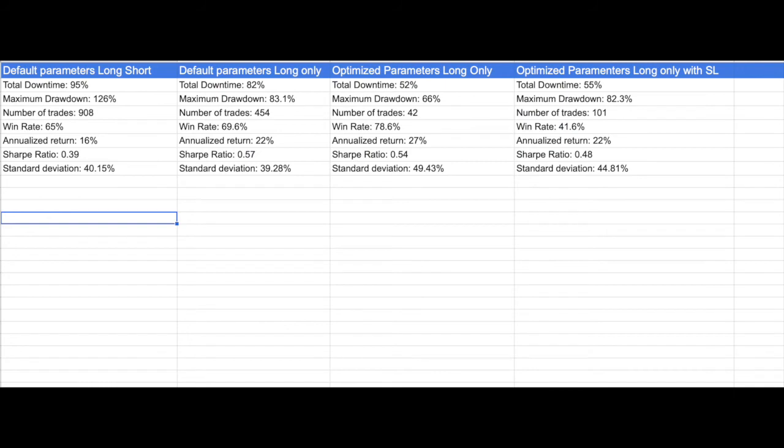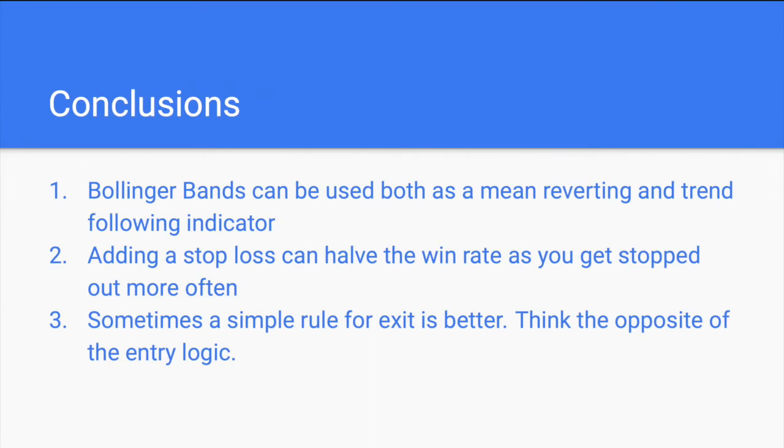So in conclusion, Bollinger Bands can be used both as a mean reverting and trend following indicator. Adding a stop loss can halve the win rate as you get stopped out more often. And sometimes a simple rule is way better for the exit. So just think of the opposite of the entry logic.